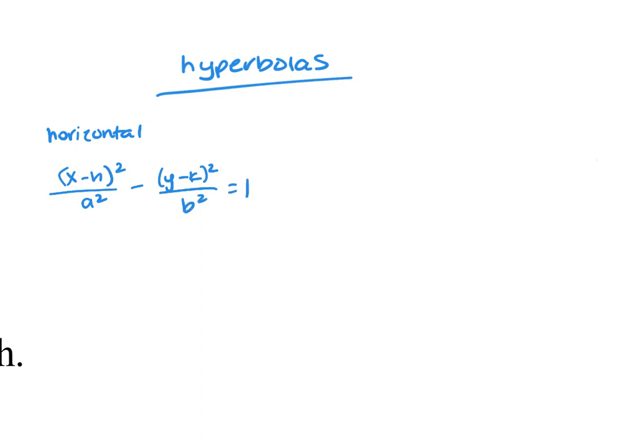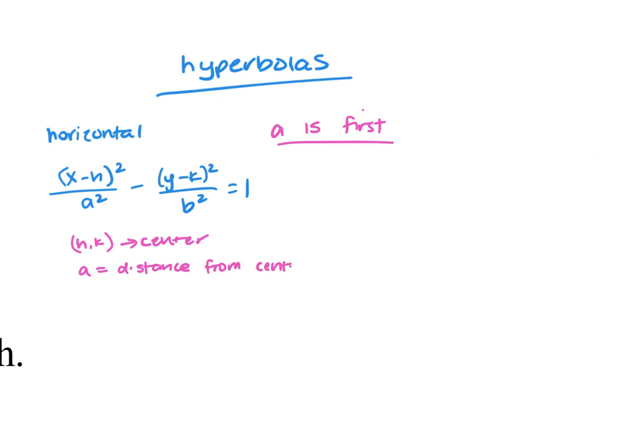Again, order is now important for hyperbolas. A is first with hyperbolas. It's going to have the positive variable. Your h, k is your center, not the vertex, sorry guys. The a is the distance from the center to the vertices.